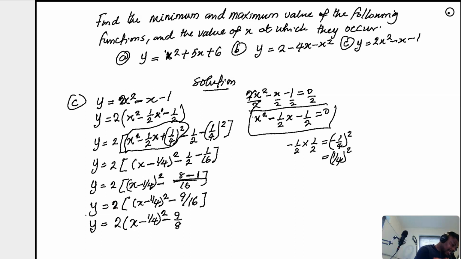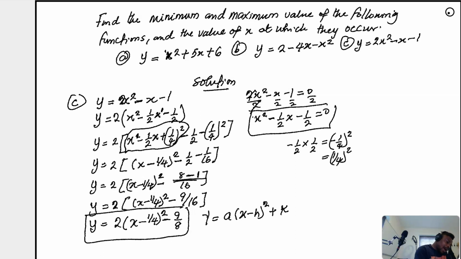So this is now in the form of y is equal to a times bracket x minus h squared plus k. Here our a is greater than 1, which simply means we get a minimum value. So y minimum is the value of k, right? And what is the value of k here? The value of k here is minus 9 over 8. At what value of x? That is 1 over 4. Easy.